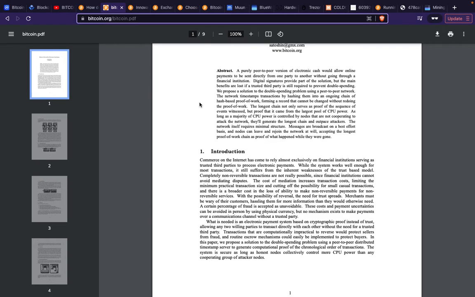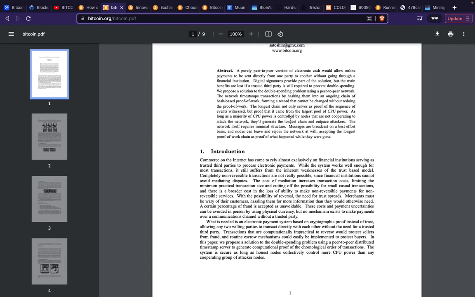I already read it in the first video. I went down all over there, but I want to go over it again, just to reiterate this, right? So he goes down to the longest chain. He was talking about the peer-to-peer network, right? The network timestamps transactions by hashing them into an ongoing chain of hash-based proof of work, forming a record that cannot be changed without redoing the proof of work.